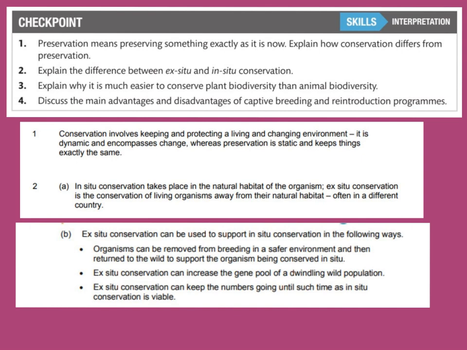Question 2. Explain the difference between ex situ and in situ conservation. We said in-situ conservation takes place in the natural habitat of the organisms, while ex-situ conservation is conserving the living organism away from its natural habitat, often in a different country.